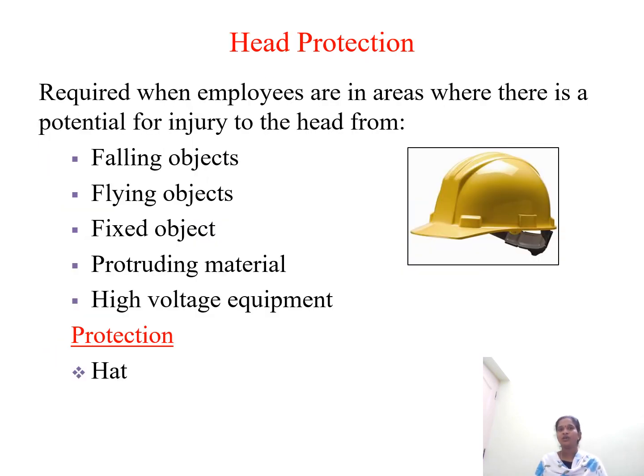For head protection, usually head protection is needed when employees are in areas where there is a potential for injury to the head from falling objects, flying objects, fixed objects, protruding material, or high voltage equipment. Here for protecting the head, the hat is used as personal protective equipment. The hat is divided into different types depending upon the usage.